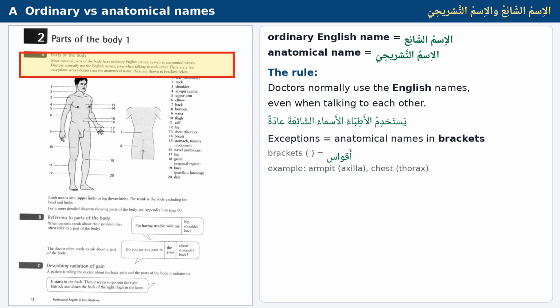Now, here is the rule. Doctors normally use the ordinary English names, even when talking to each other. يستخدم الأطباء الأسماء الشائعة عادة حتى عندما يتحدثون مع بعضهم البعض. There are only a few exceptions where doctors use the anatomical name. In the book, these anatomical names are shown in brackets. Brackets means أقواس. So when you see a word in brackets after a body part, that is the anatomical name. Let us now study the diagram of the body, part by part.